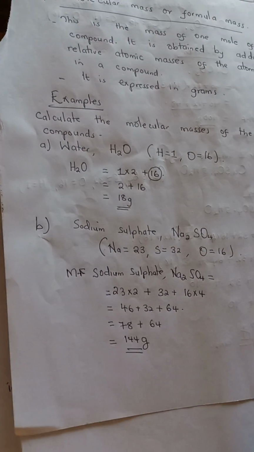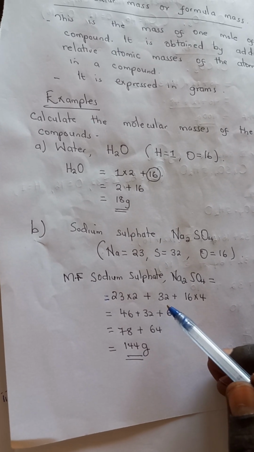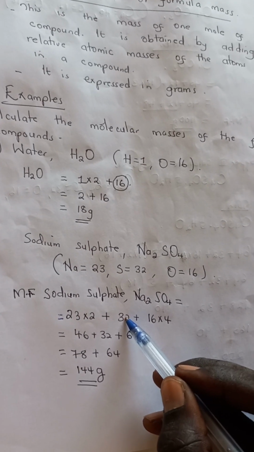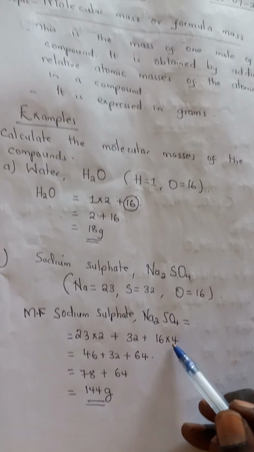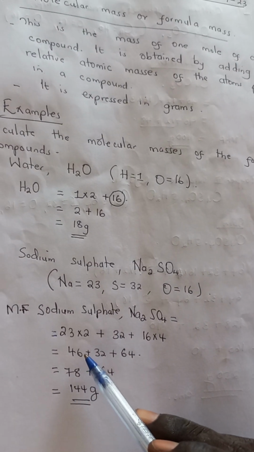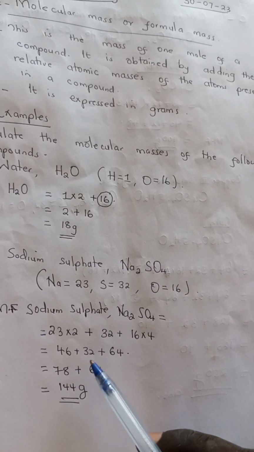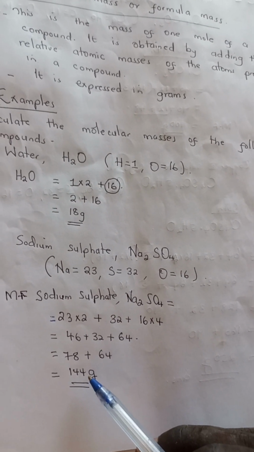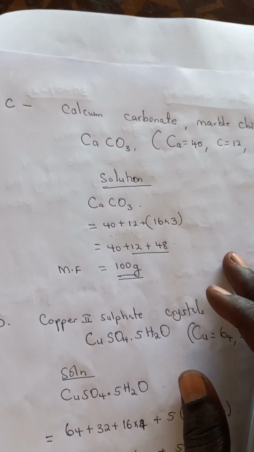So you simply say 23, which is the relative atomic mass of sodium, times 2, because there are 2 atoms, plus 32, which is the relative atomic mass of sulfur, plus 16 times 4. You simply have 46 as a result of multiplying 23 times 2, plus 32, plus 64. When you add 46 plus 32, that will give you 78, and then plus 64, that will simply give you 144 grams.